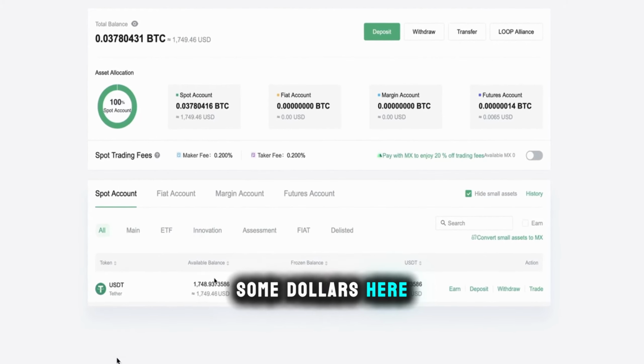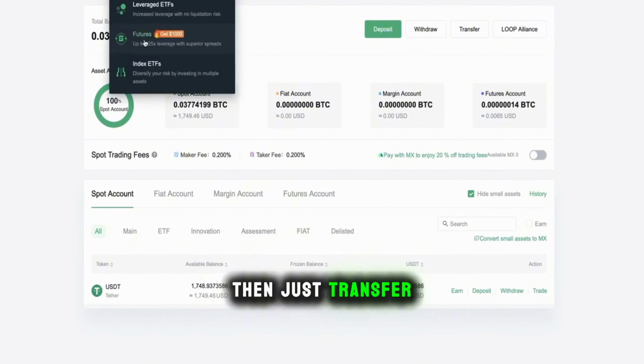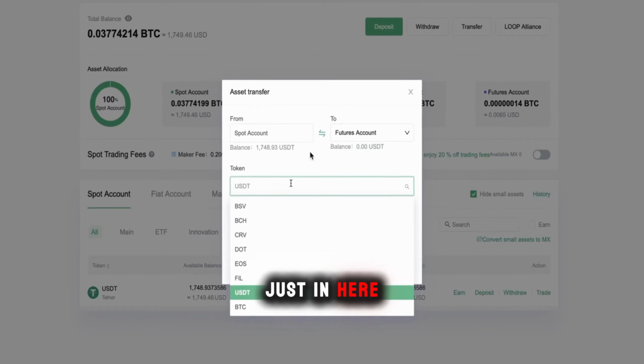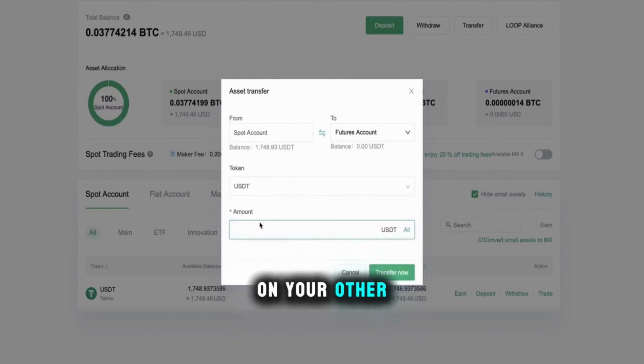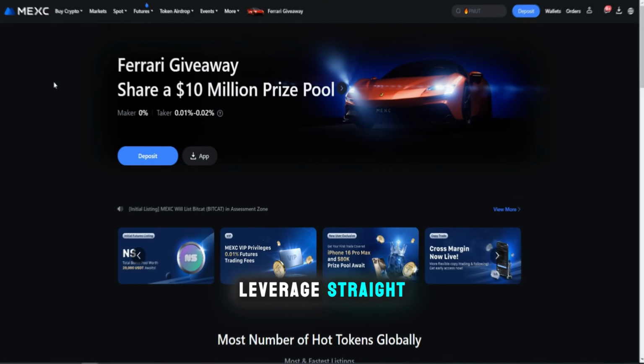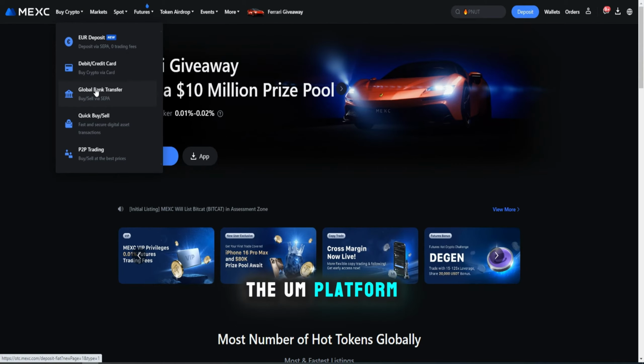So in this case, I have some dollars here. You can easily transfer it to your other account, and that works just in here. For example, spot account or futures account, you can choose it, and then you have it stored on your other account that you can now use to leverage trade. All right, so let's take a look at the platform right here.